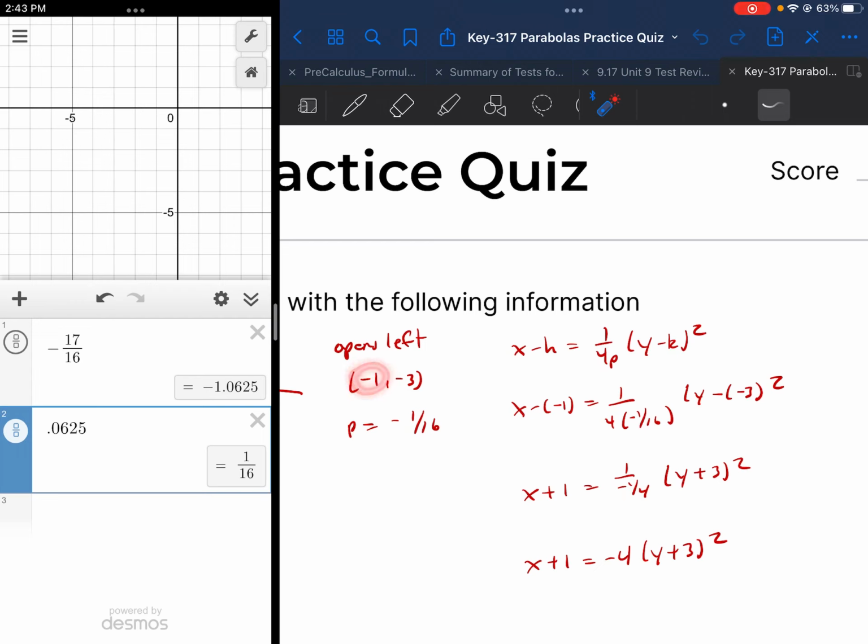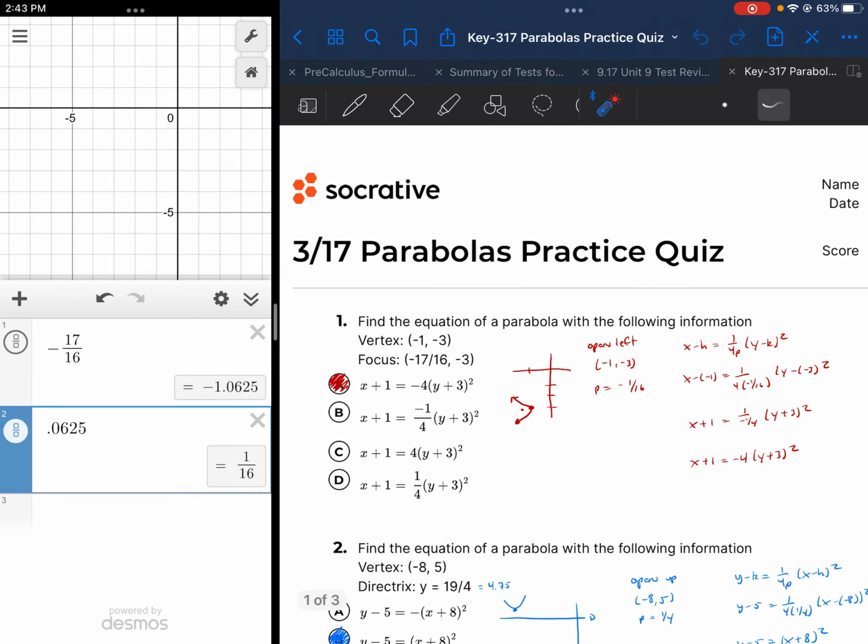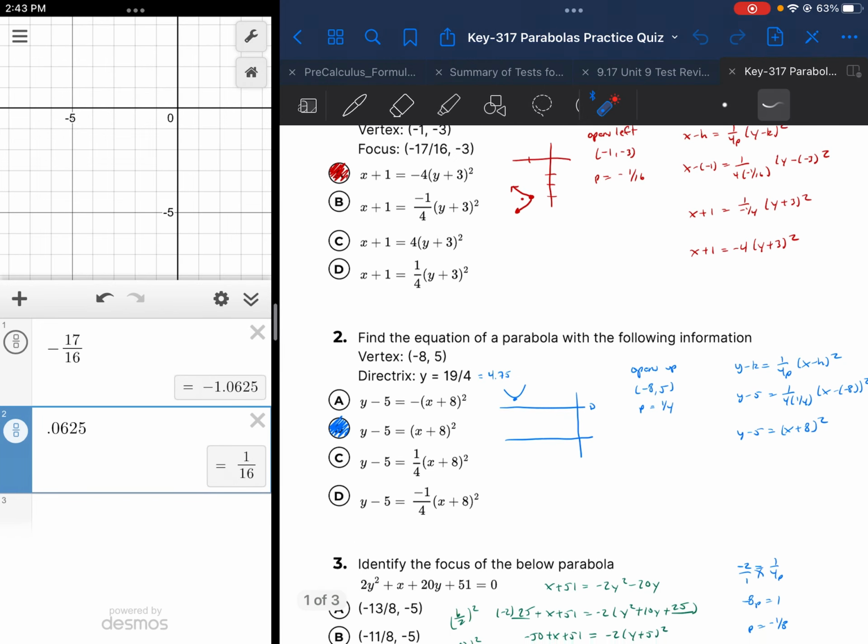The x-coordinate of the vertex is -1, so we can see that it's eventually going to turn into +1. We know the signs will change. Our y-coordinate of the vertex is -3, and that'll end up giving us a +3 in our equation. And this p-value of -1/16 gets put in right here, 1/(4p), so 1/4 times -1/16. Throw that in the calculator if you need to, but you end up getting -4 overall. So that gives us answer choice A.